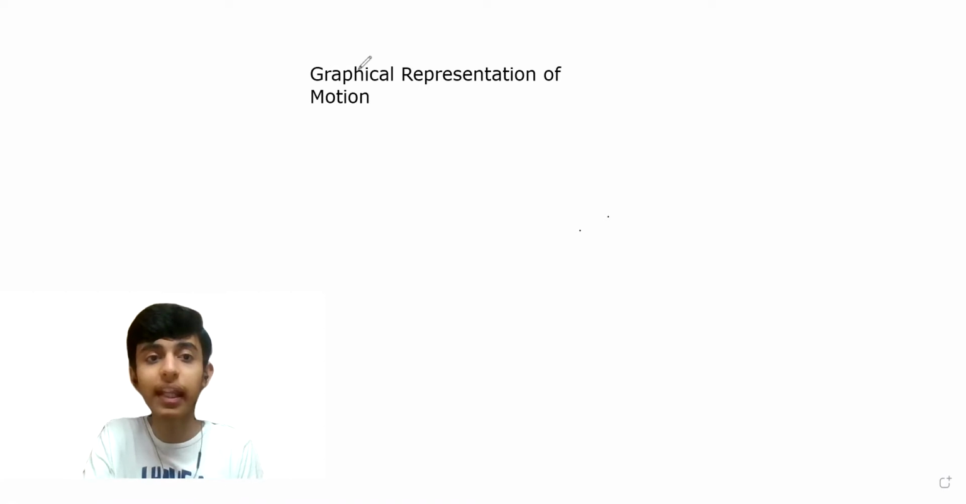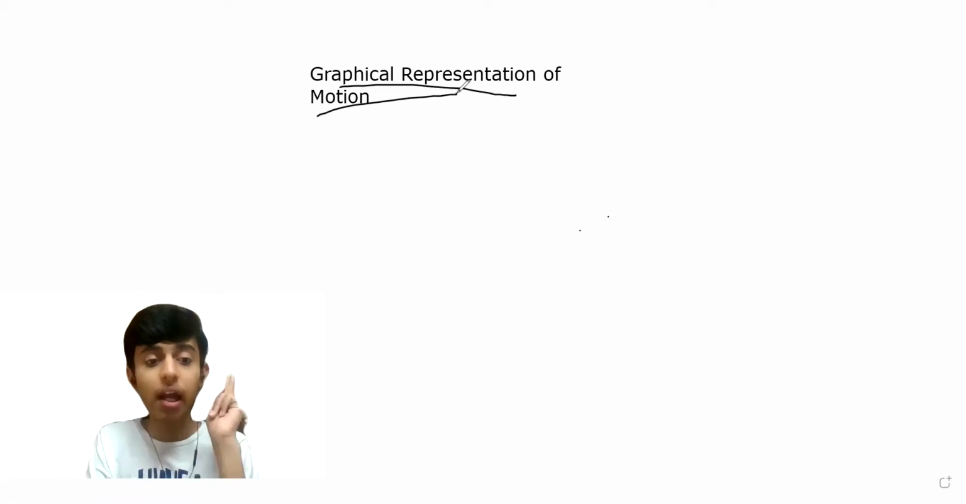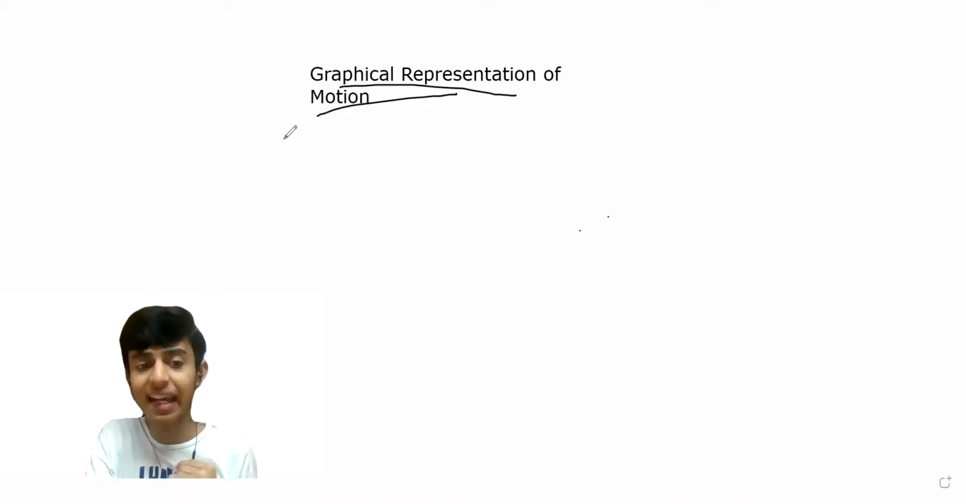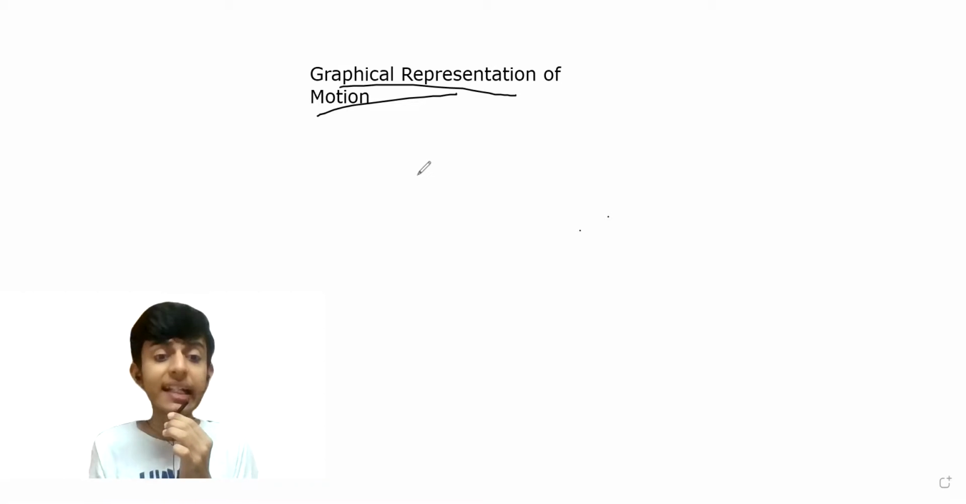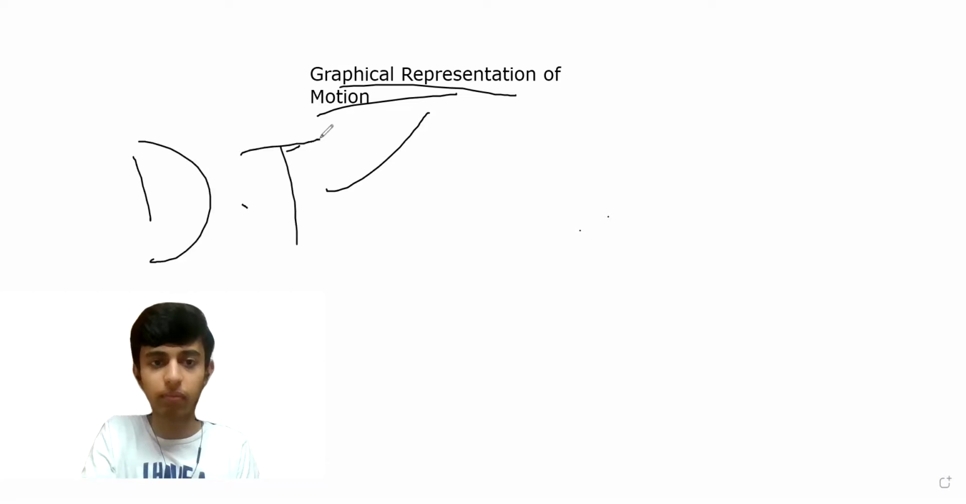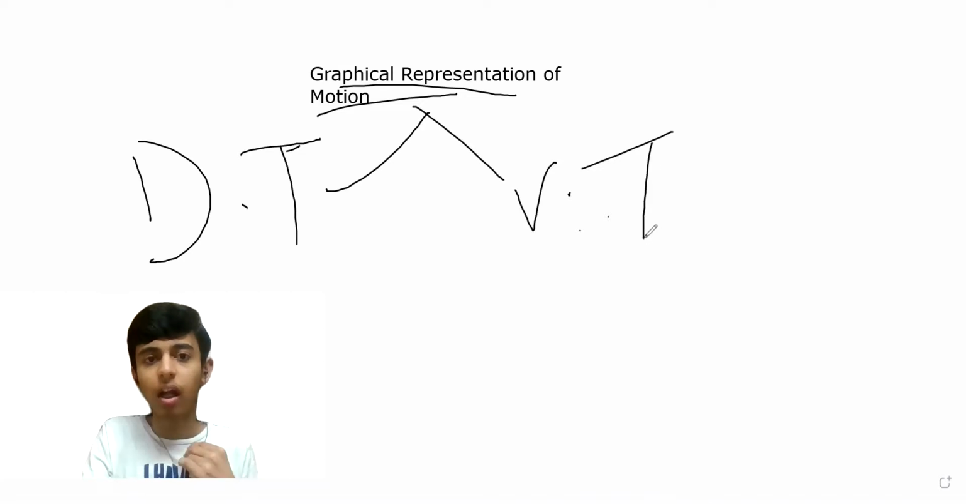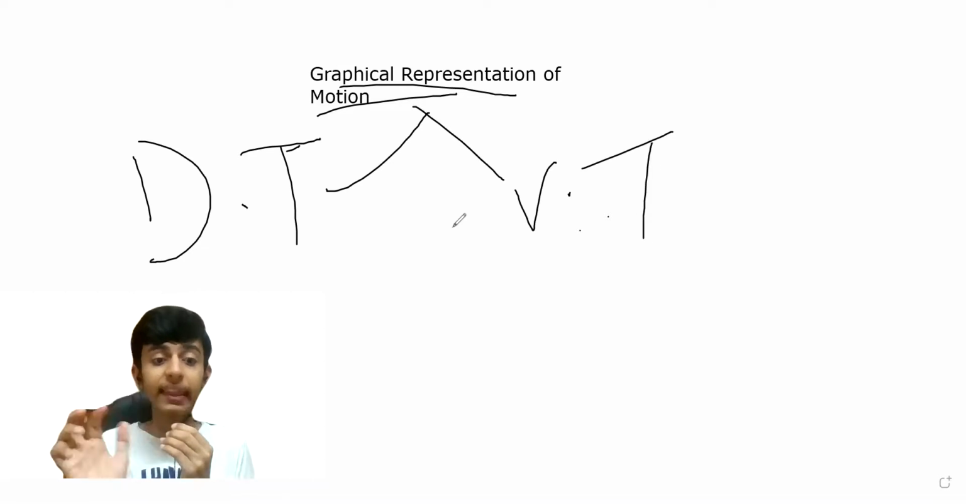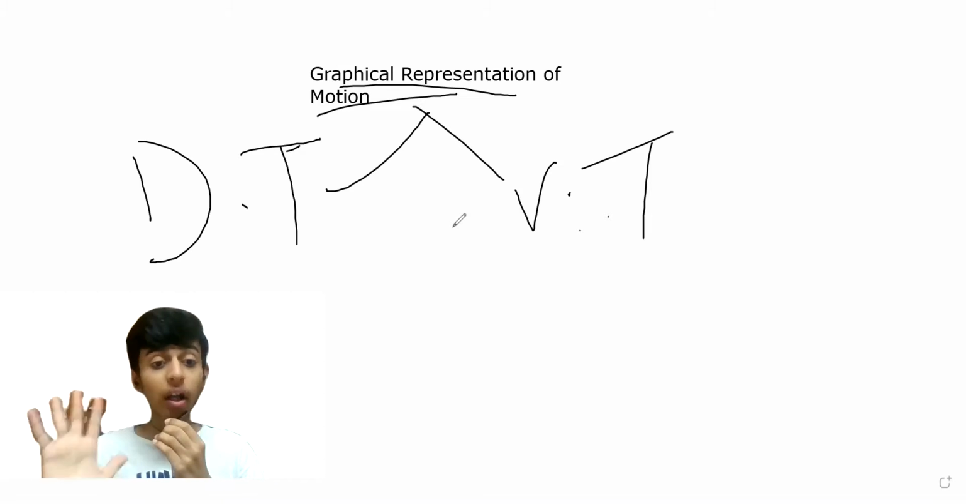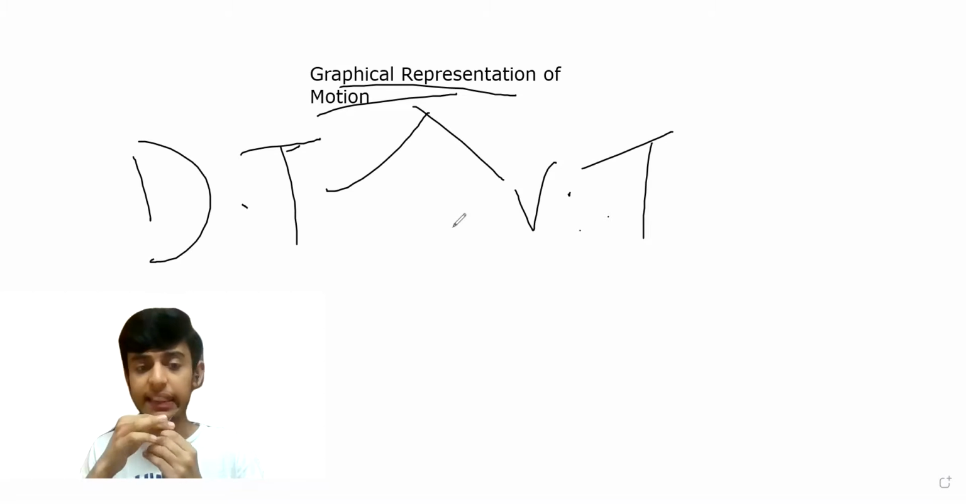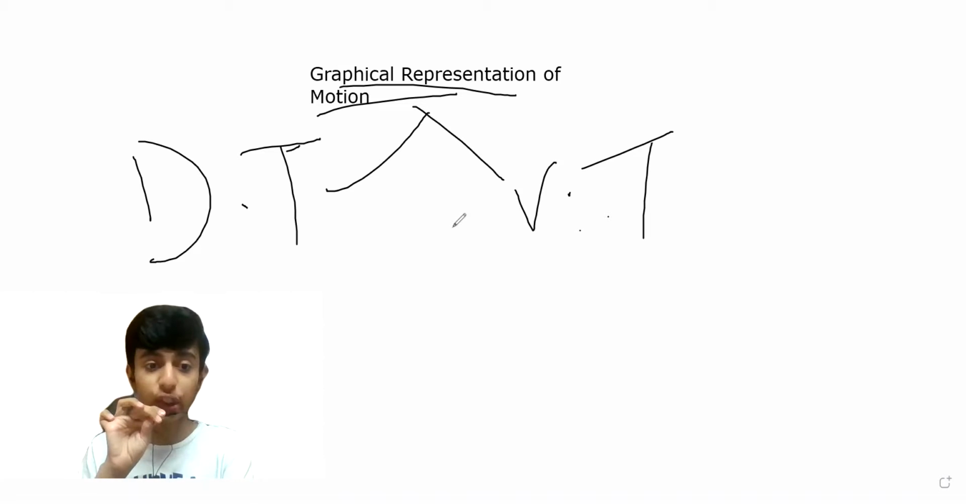So here, first of all, I would like to tell you about the graphical representation. We'll be learning about two most important graphs: the distance time graphs and the velocity time graphs. What are they? They are the distance time graphs and the velocity time graphs. We have already discussed distance and velocity in detail. In case you've missed that session, the link is given in the description box and you can even check it out through the playlist. So here we go with the chapter.